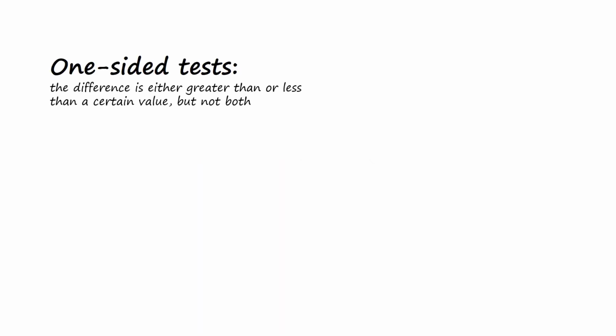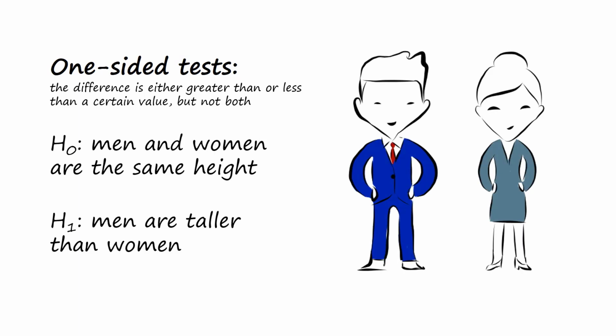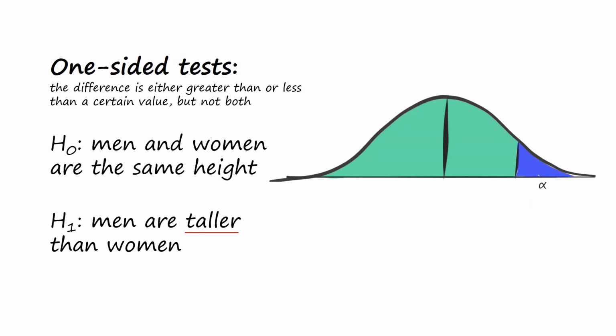Section 3. One- and two-sided tests. Alternative hypotheses can be one-sided or two-sided. A one-sided test means the difference is only in one direction, that is, greater than or less than, but not both. Let's use our example. In this situation, our alternative hypothesis is a one-sided hypothesis, as we are predicting that men will be taller than women. On a graph, this is what a one-sided test looks like.